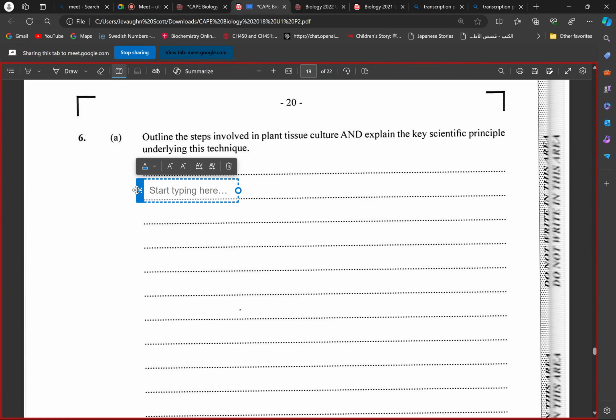We have initiation, establishment, stuff like that. What happens in initiation, right? I might just move through. So we have the selection, and we select suitable plant material, right?